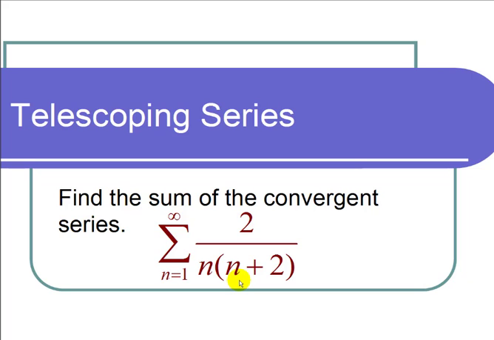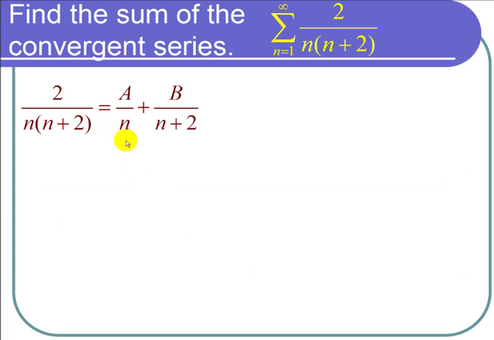The first is that when we have a rational expression where the denominator is factored, I can expand this out using partial fractions. So remember, if we have n times n plus 2 in the bottom, we can rewrite this as A over n plus B over n plus 2. That's a partial fraction decomposition.